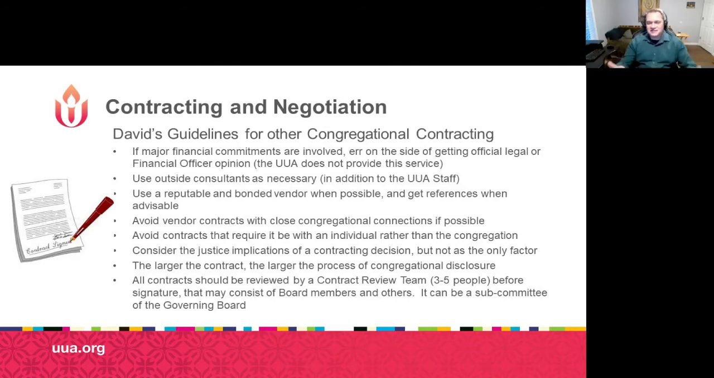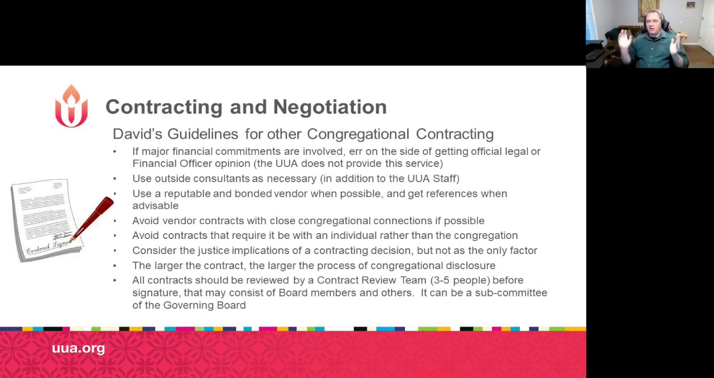The larger the contract, the larger the process of congregational disclosure. So does the congregation need to know about the $300 plumbing bill from Bob's Plumbing? Probably not. Should there be a lot of congregational disclosure prior to the $30,000 rebuild of the steeple? Probably. Boards have at times signed very large contracts with vendors and then turned around to discover that the fact that they did not do a congregational process related to that larger funding created a relationship problem between the congregation and the board.